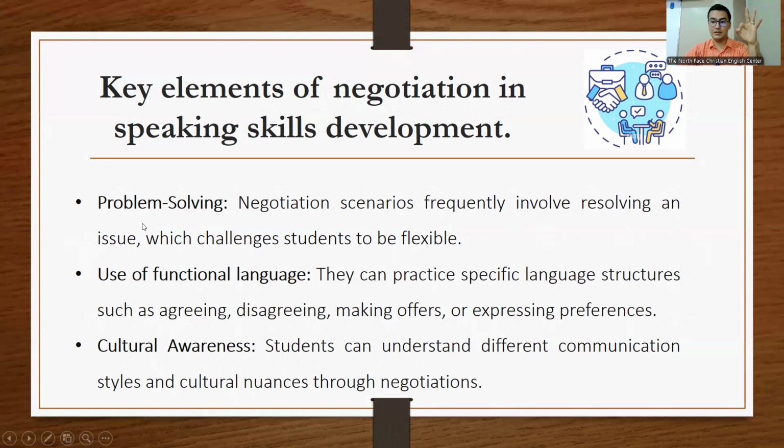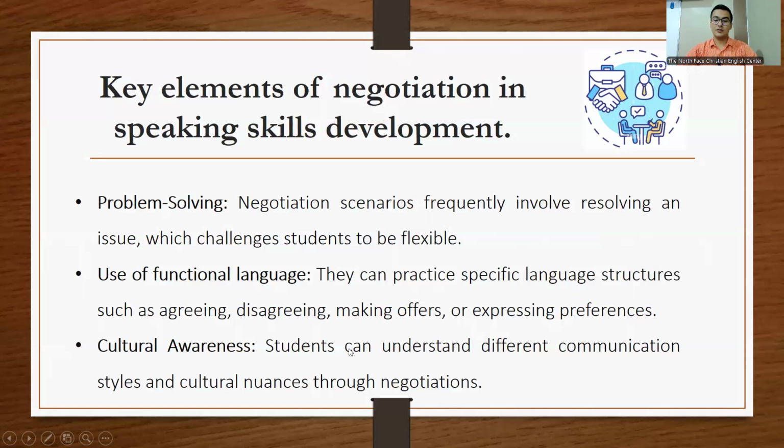I chose three things here. The first one is problem solving. Negotiation areas frequently involve resolving an issue, which challenges students to be flexible. Second, use of functional language, in other words, English that's used every day. They can practice specific language structures such as agreeing, disagreeing, making offers, or expressing preferences.